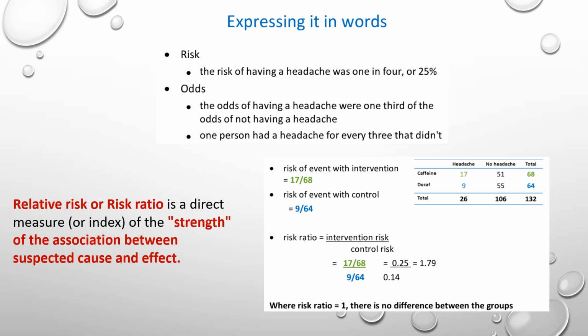Where risk ratio is 1, there is no difference between the intervention and control group. In this case, if risk ratio or relative risk was 1, it means risk of headache among caffeine drinkers will be equal to risk of headache among comparison group or decaffeinated drinkers. Here, risk ratio is 1.79. That means the risk of headache among caffeine group was higher than risk of headache among decaffeinated drink users.